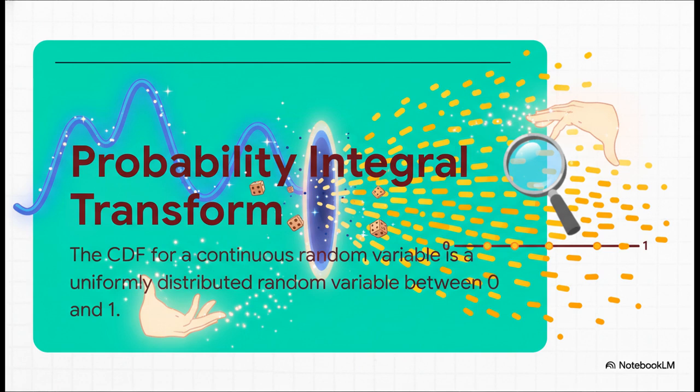Its key insight, honestly, feels like a magic trick. It says that if you take any continuous variable, doesn't matter what it is, and you run it through its own specific cumulative distribution function, its CDF, the result is always the same. You always get a uniform random variable that's somewhere between 0 and 1.